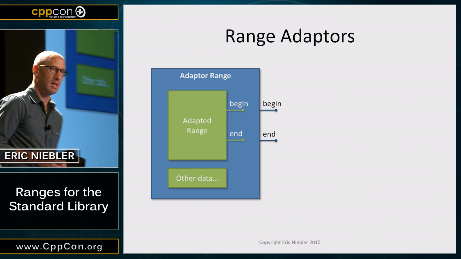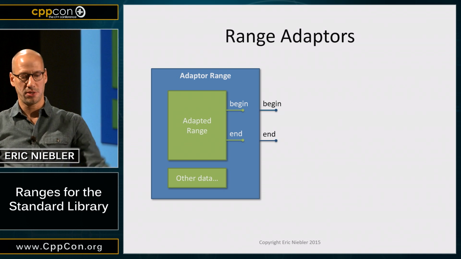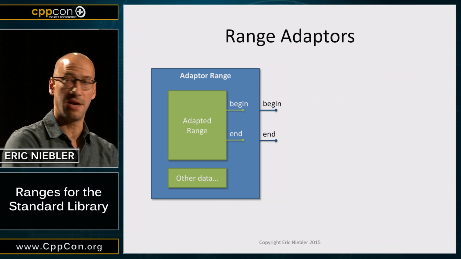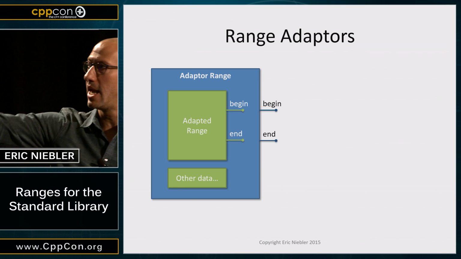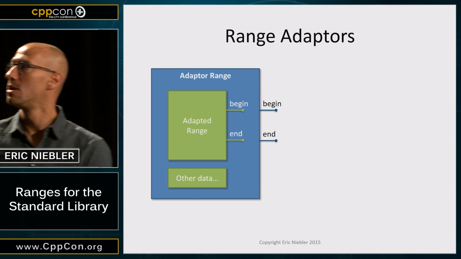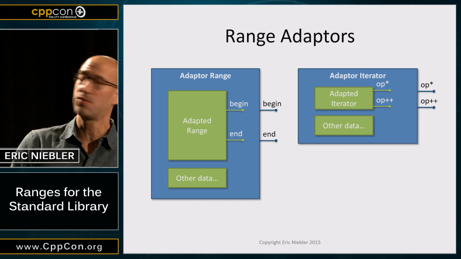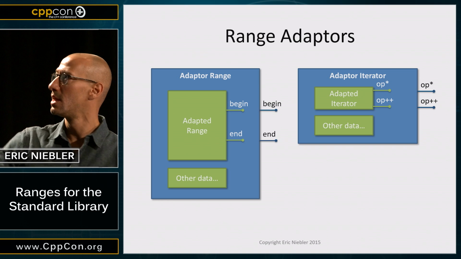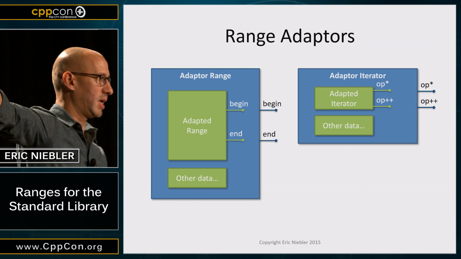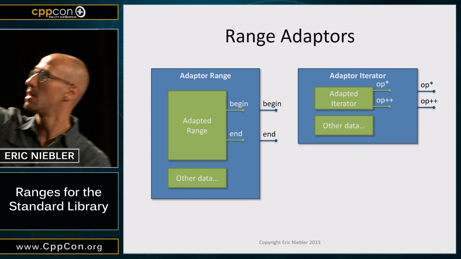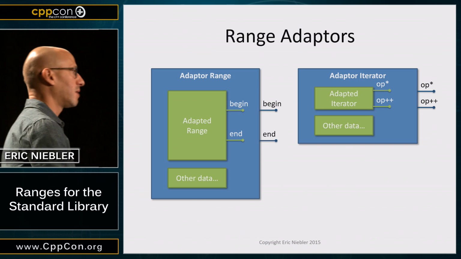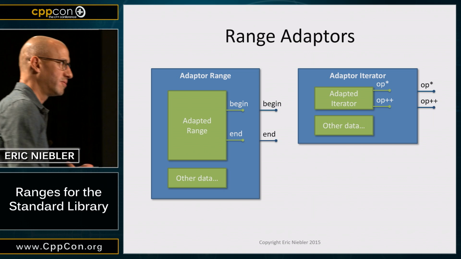So it's going to look basically like this. We're going to have an outer range that encapsulates an inner range and changes its behavior. Your inner range has a begin and end, right? And your outer range has a begin and end also. Your outer range's begin is going to return an iterator. Its iterator is going to wrap an iterator from the inner range. And this outer iterator is going to have iterator operations on it, the ones that we're familiar with. You can dereference it, you can increment it to move to the next element.